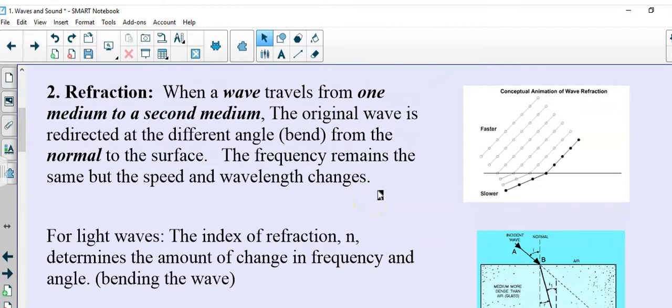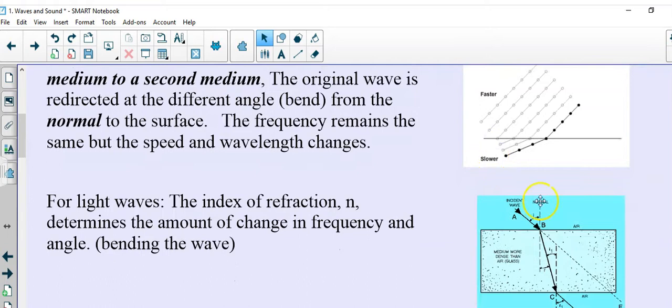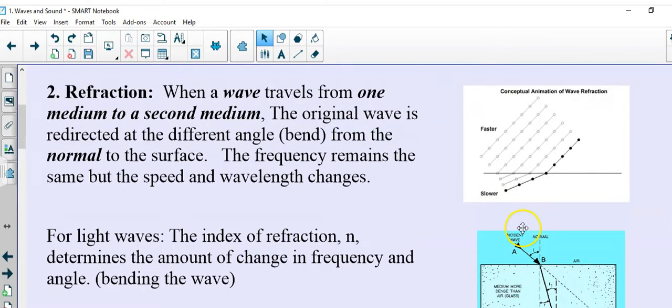So we're going to look at this for water waves and eventually for light waves, but today's lesson will focus primarily on water waves, as you see in the first diagram. Light waves are identical, but the drawing is slightly different. So we're going to look at a simulation that explains wavefronts approaching a boundary and then crossing over. Let's take a look at a sample problem first.